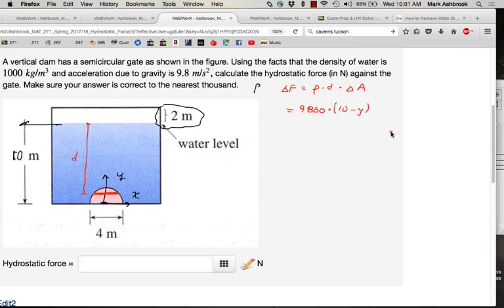So, again, that was a little harder to figure out. We didn't just have to write down that the depth was y. We had to figure that out. But we're going to gain some benefit back when we get to the equation of the circle, which will be easy because we put it at the center of the circle. See that? All right, so 9,800 times 10 minus y.